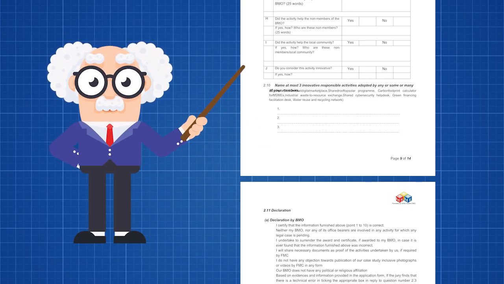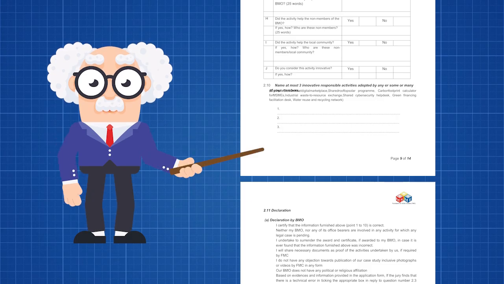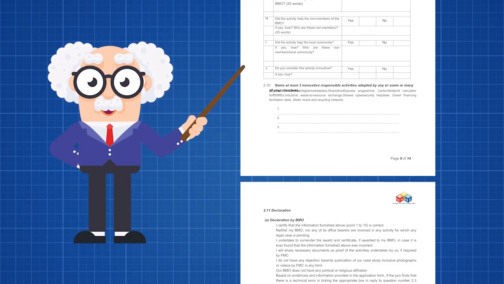Row J, tick yes or no. Do you consider this activity innovative? If yes, explain how it is innovative. Take your time on this section since this is what the jury will primarily evaluate.